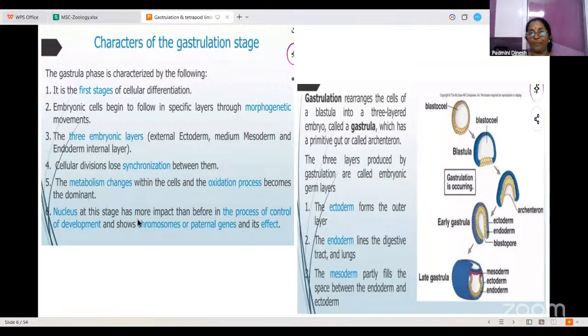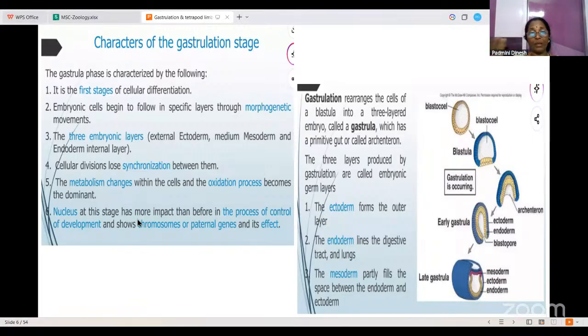Till the blastula stage, the nucleus is not activated. When it comes to gastrulation, the nucleus is activated. Why is the nucleus going to be activated? Because the DNA has the information of that particular cell, the signals that are going to be produced at that particular time. And these signals, when activated, will give the next step of what the cells have to perform, right? So the nucleus at this stage has more impact over there.